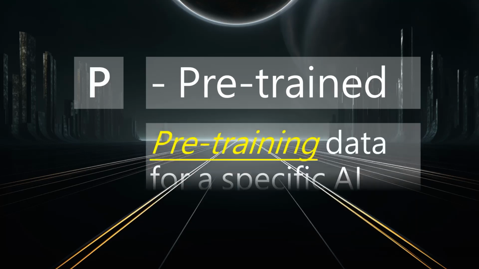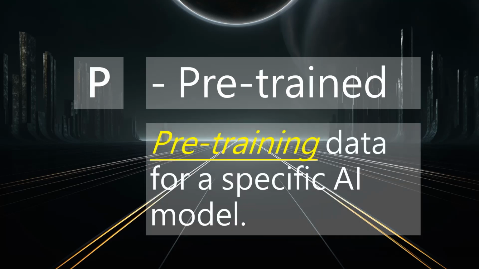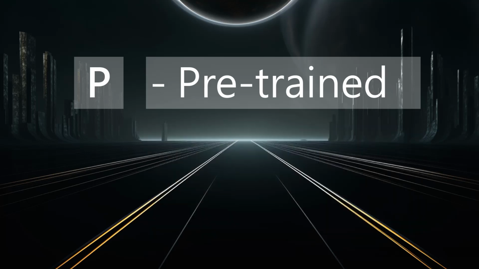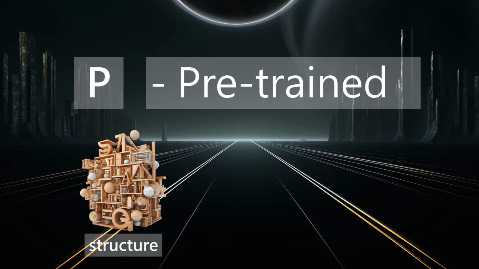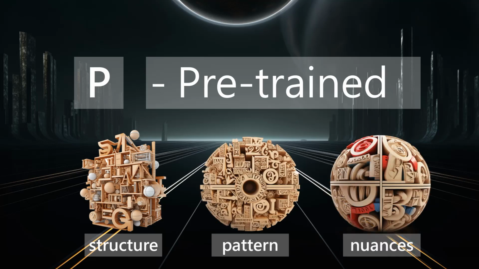Pre-trained means before the model is fine-tuned for a specific task, it undergoes pre-training processes. We feed a vast amount of text data to the GPT model for it to learn the structure, patterns, and the nuances of the language. This is the phase where it learns to predict the next word in a sentence.